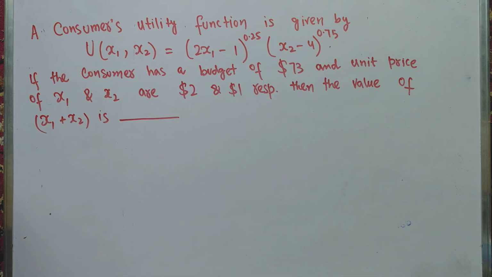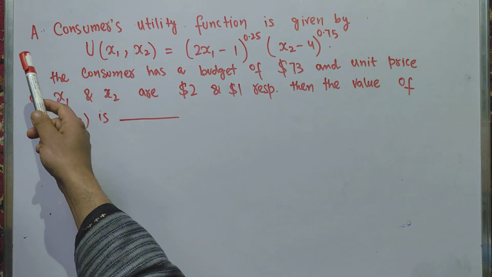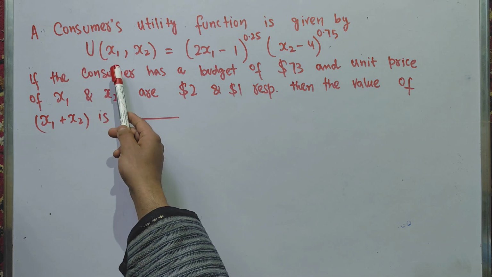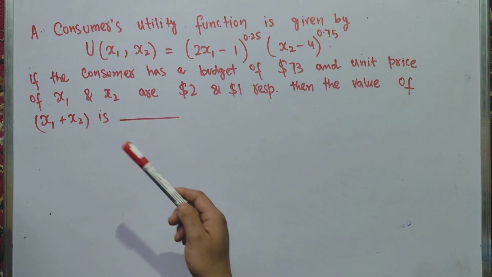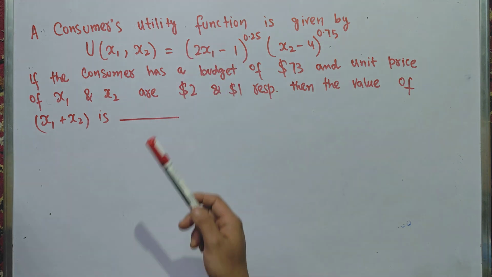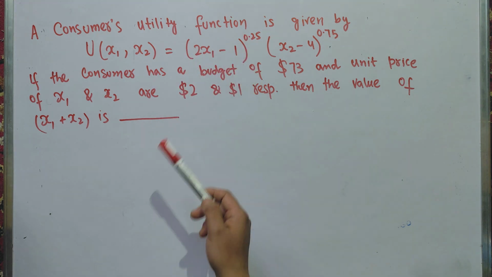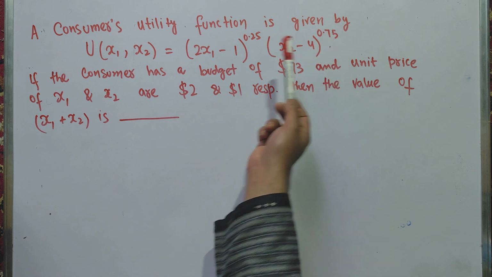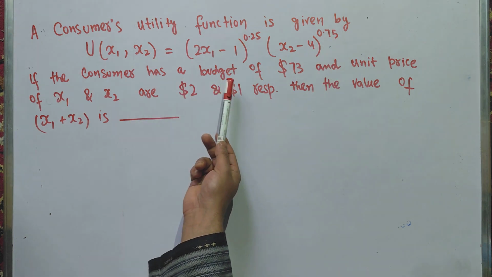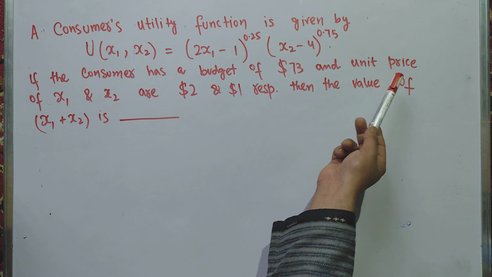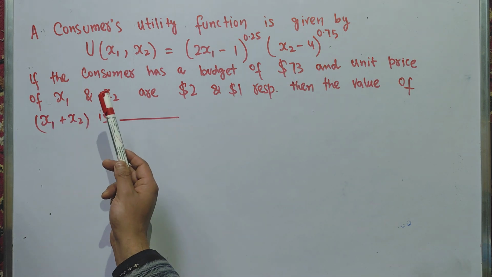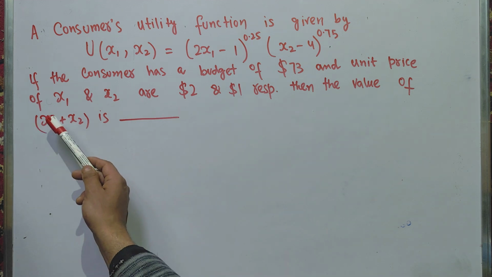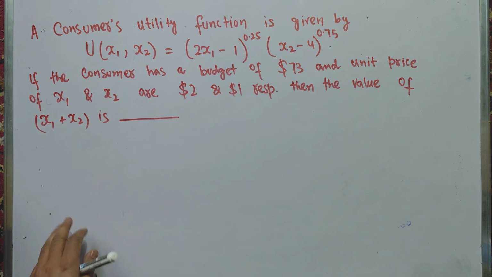Let us solve a question on utility function. The question is, a consumer's utility function is given by utility as a function of the two goods x1 and x2, which is equal to (2x1 minus 1) raised to the power 0.25 times (x2 minus 4) raised to the power 0.75. If the consumer has a total budget of $73 and the unit prices of goods x1 and x2 are $2 and $1 respectively, then the value of x1 plus x2 is, we need to find out the optimal value of x1 and x2 combined.